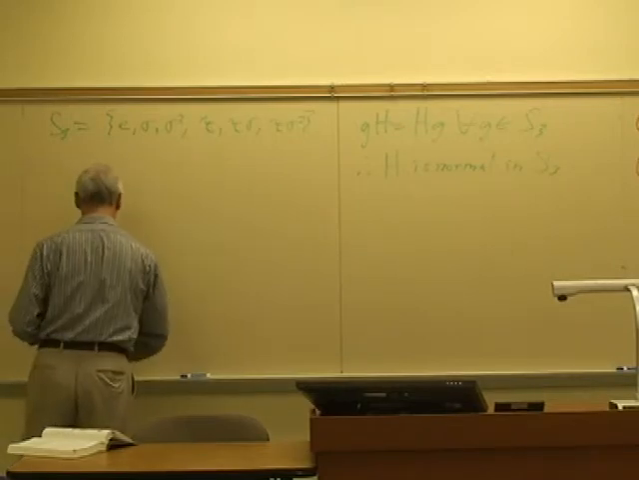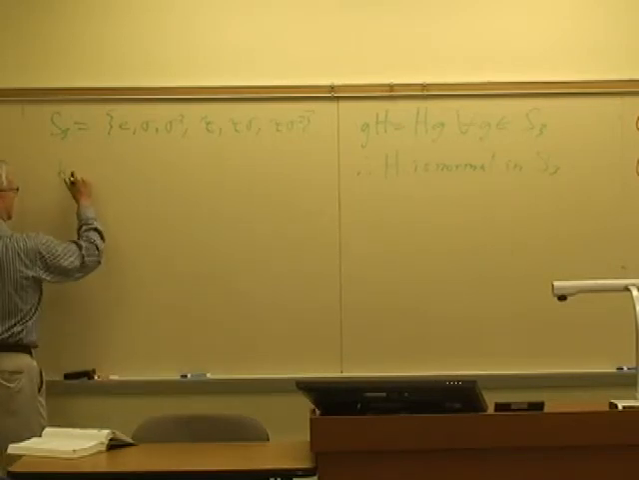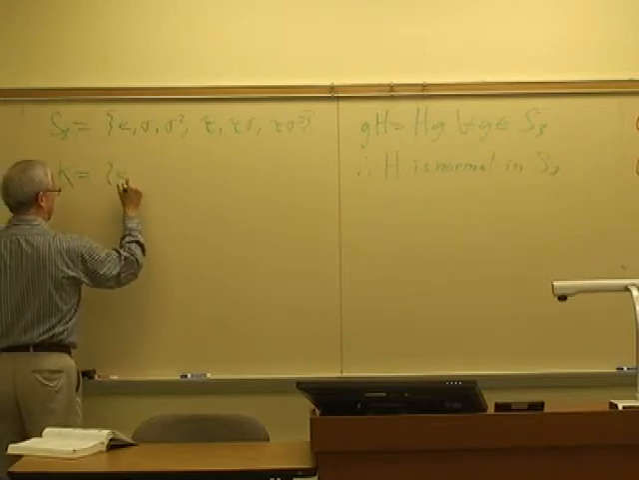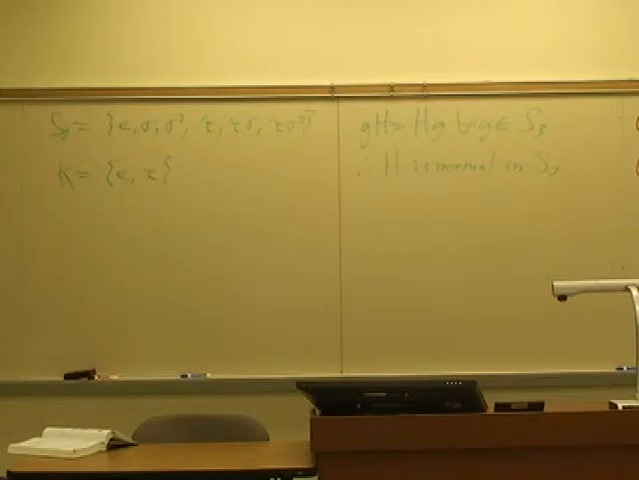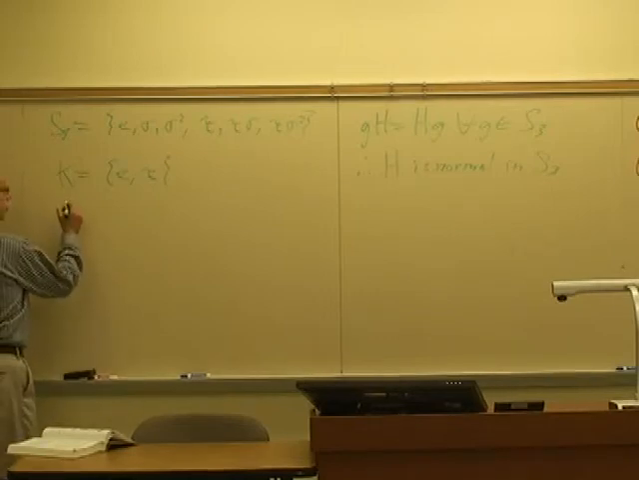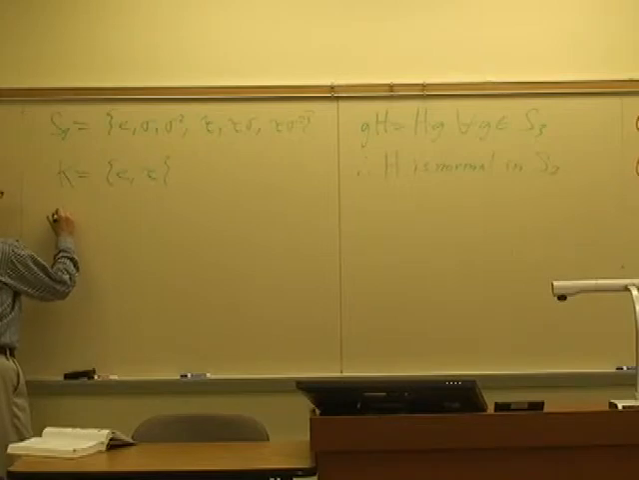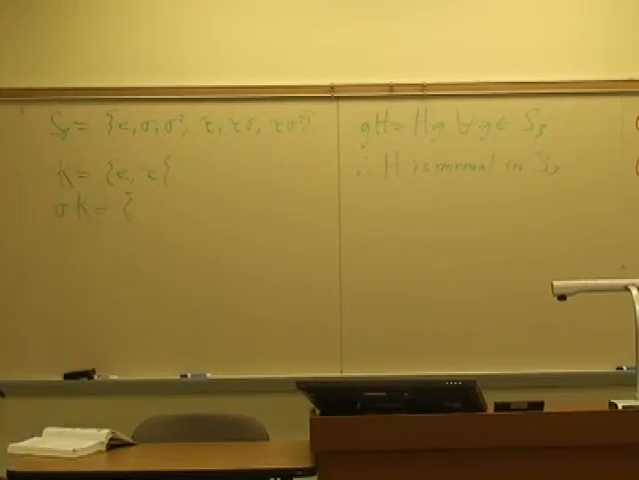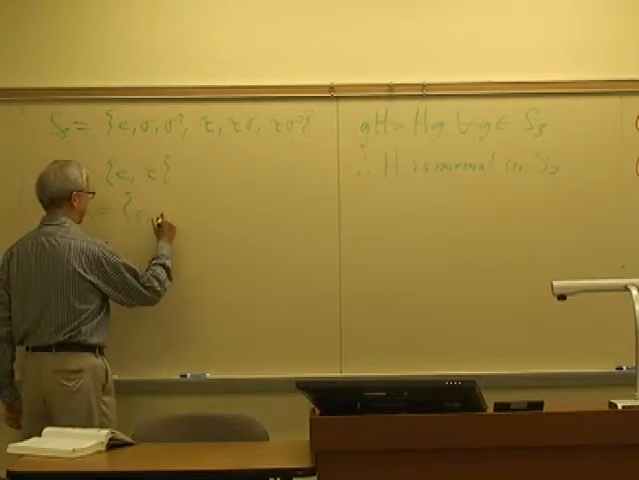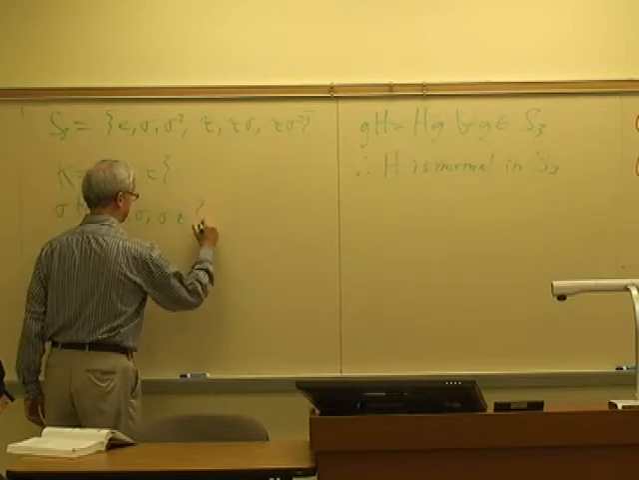So let's take K as the identity and tau. That's a subgroup because tau squared is the identity. What's an obvious thing to try? How about sigma K? What do I get when I apply that? Sigma and sigma tau, right?